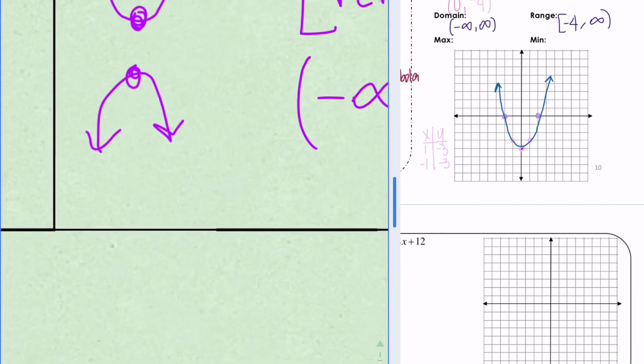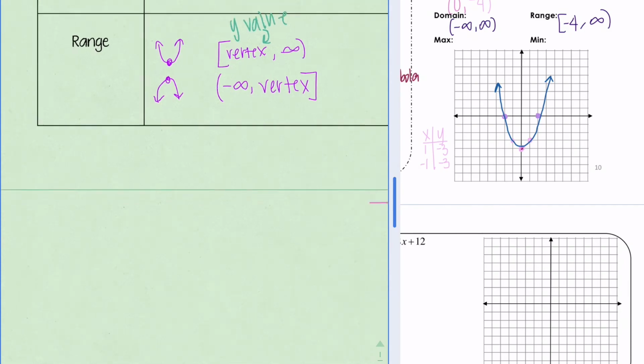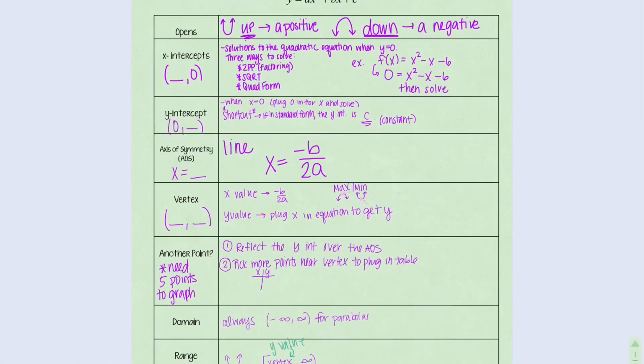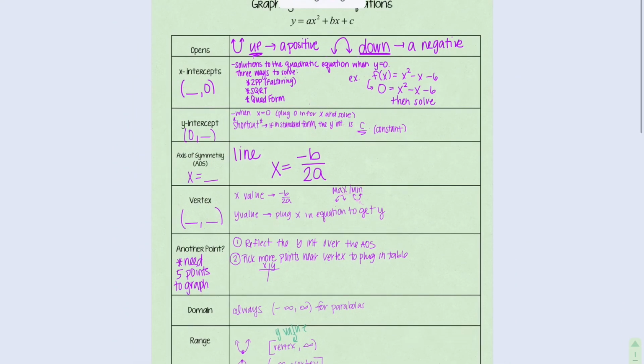But if it's pointing down, where's that range going to start? It's going to start down here at negative infinity and then just stop at the vertex. So if it's pointing down, your range is going to be from negative infinity to the vertex. So make sure, I'll close this up. Make sure you pause. Make sure you have all this written down because we're going to use it for the next example.